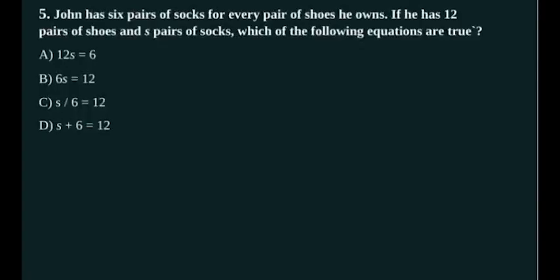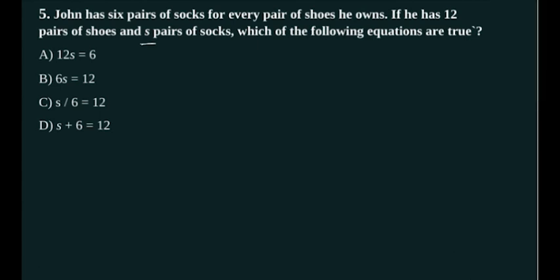Hello everybody, we're on question 5. Let's read it out. John has 6 pairs of socks for every pair of shoes he owns. If he has 12 pairs of shoes and S pairs of socks, which of the following equations are true? Okay, so we have all those selections. So at the moment now, S is in a different position and we have different number sets. So what we're going to do is isolate S with algebra.